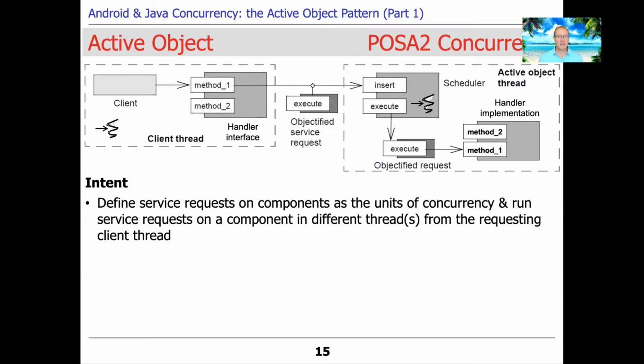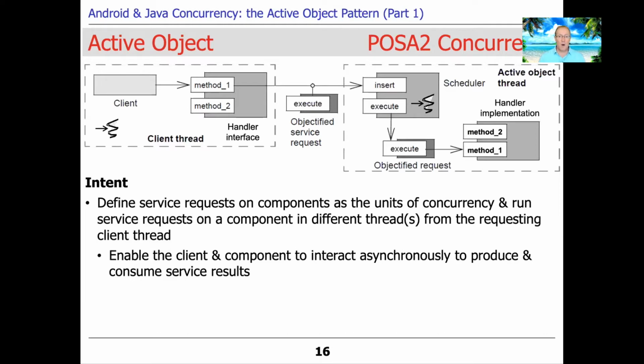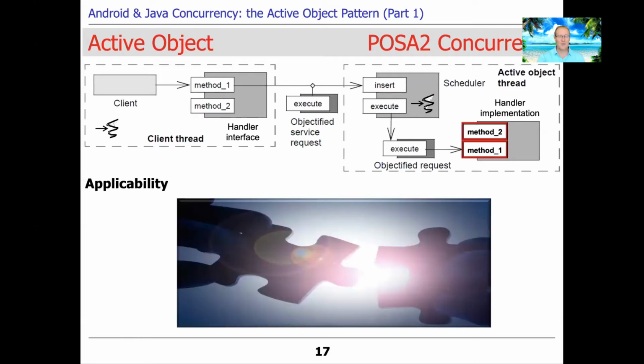And then these requests for the service will run on the component in a different thread, or could be different threads, depending on how you implement the active object as one thread or a pool of threads that is different from the requesting client thread. So the key point here is client invokes in one thread, and then the implementation runs the request in a different thread of control. Why is this a win? Because it enables the client and the component to interact asynchronously in order to produce and consume the results of making these invocations on the service that the component provides.